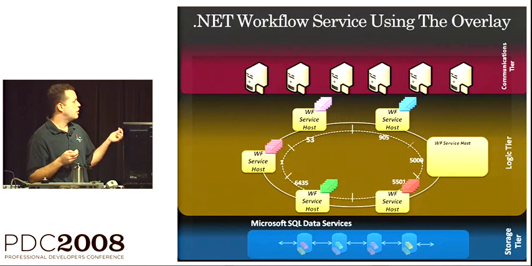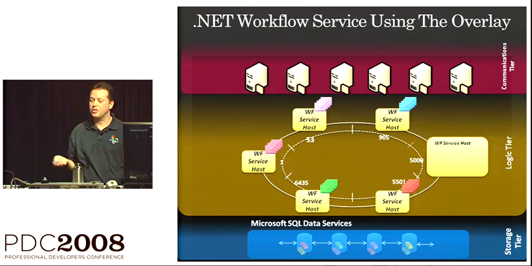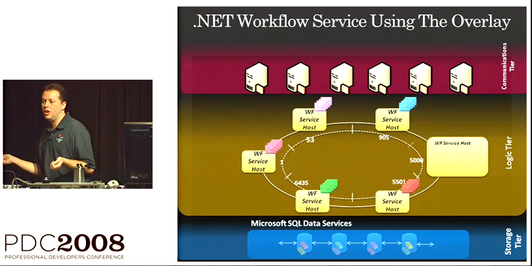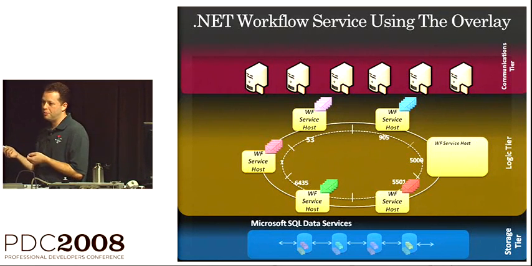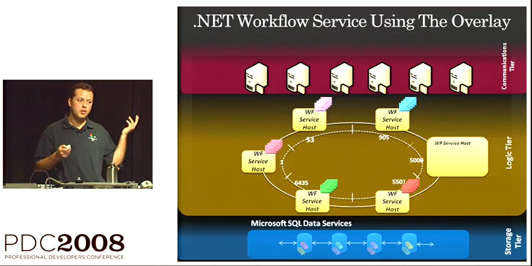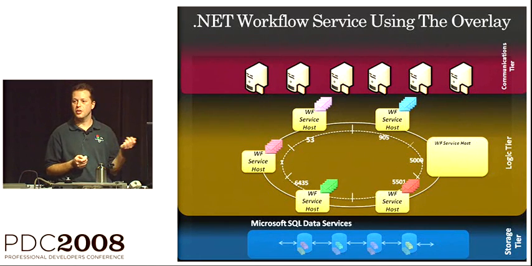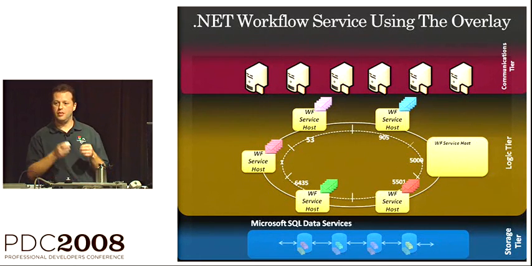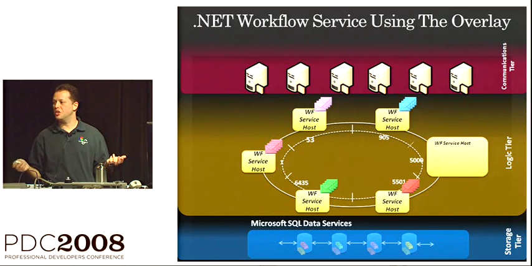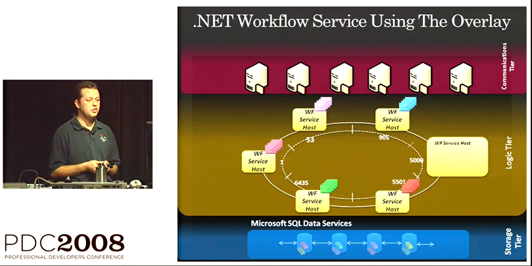So what did the workflow service get out of all this? Well, first, it got scalability because it partitioned out its logic tier, in this case by instance. And it did so in a way very reminiscent of what I showed you earlier in the slides. Messages come in, they get sent by a stateless communication tier to the right place in the logic tier, and they get processed.